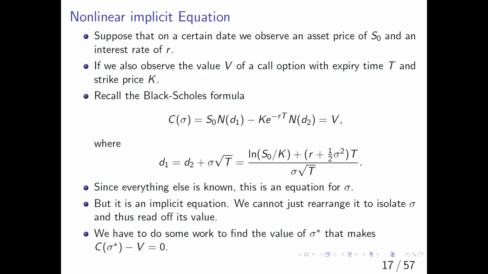Essentially, even though we know that this equation has a unique solution for sigma, we cannot rearrange it and isolate sigma. So that means we cannot solve for sigma directly. It's an implicit function. Okay, we have to use some numerical techniques to get the solution for sigma.